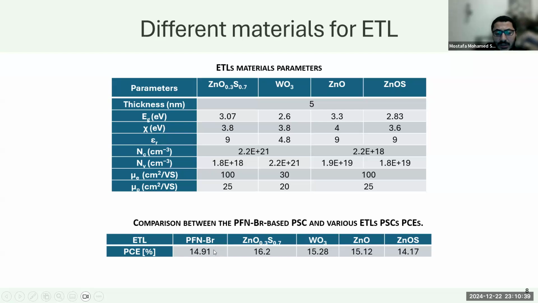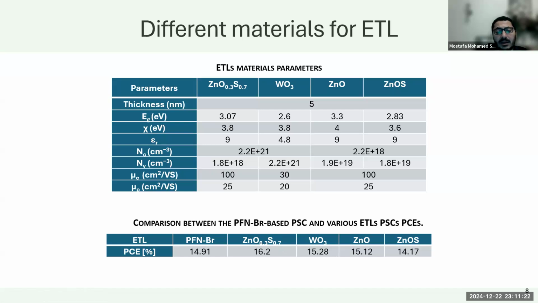The power conversion efficiency of the calibration was 14.91. When we used ZnO 0.3 S 0.7, the power conversion efficiency increased to 16.2. When we used WO3, it was 15.28. Zinc oxide has 15.12, and finally, zinc oxysulfide based polymer cell has a power conversion efficiency of 14.70. So the ZnO 0.3 S 0.7 has the highest efficiency.